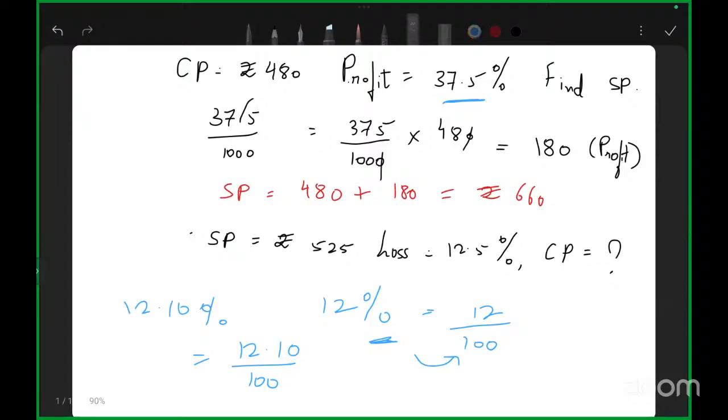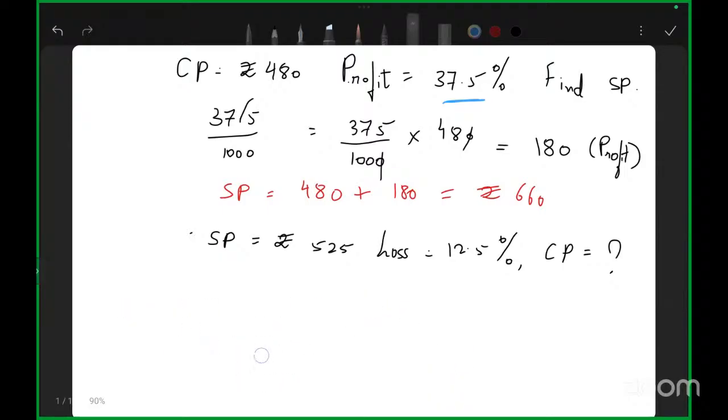Now here what we have is 37.5%. So 37.5%, you will first write it as 37.5 upon 100. Then what you will do?